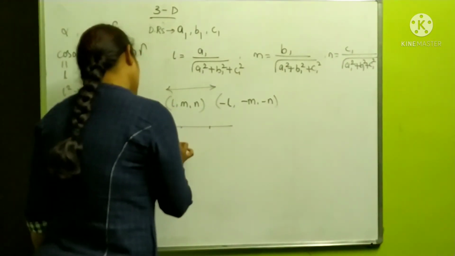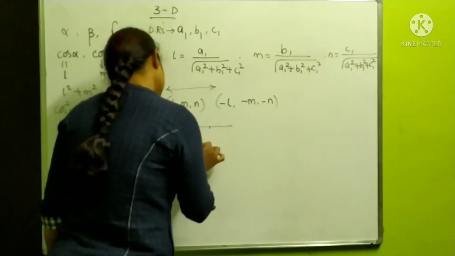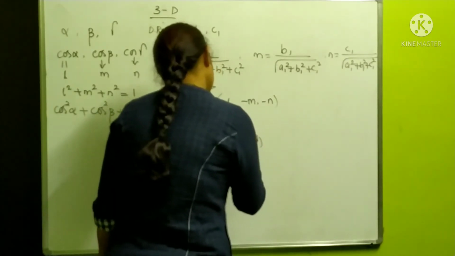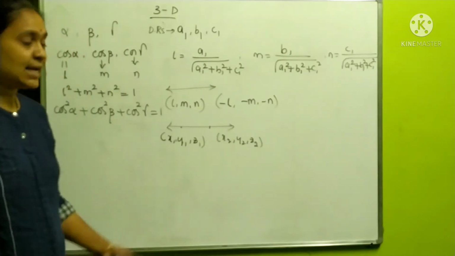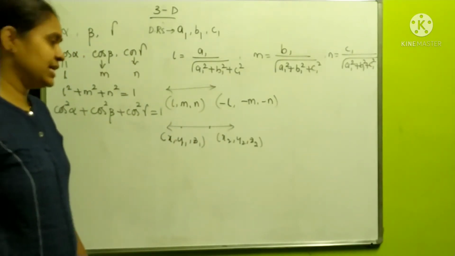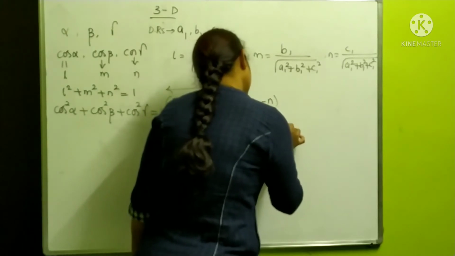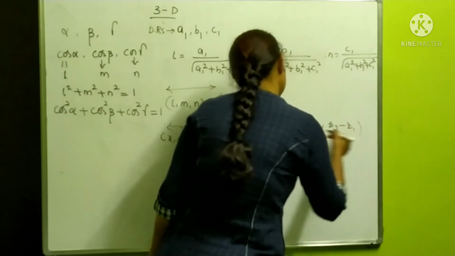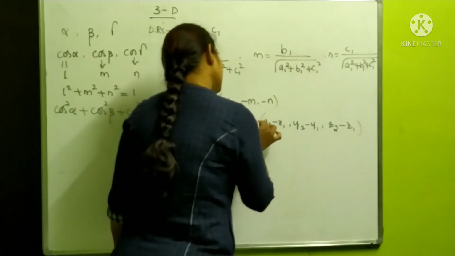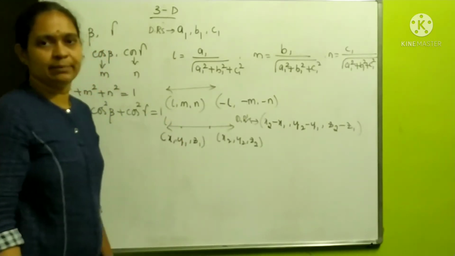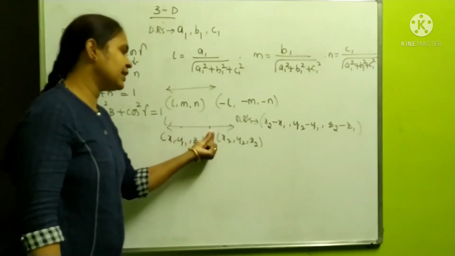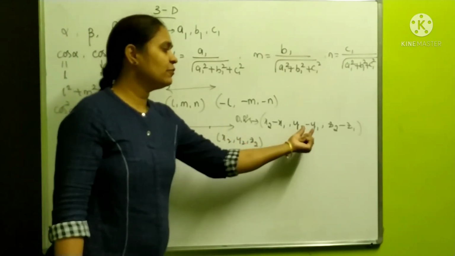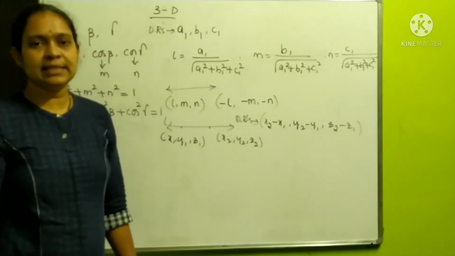Line passing through 2 points x1, y1, z1 and x2, y2, z2. If it passes through 2 points, then its direction ratio is given by x2 minus x1, y2 minus y1, z2 minus z1. These are direction ratios of the line. If the line passes through 2 points, then its direction ratio is given by x2 minus x1, y2 minus y1 and z2 minus z1.